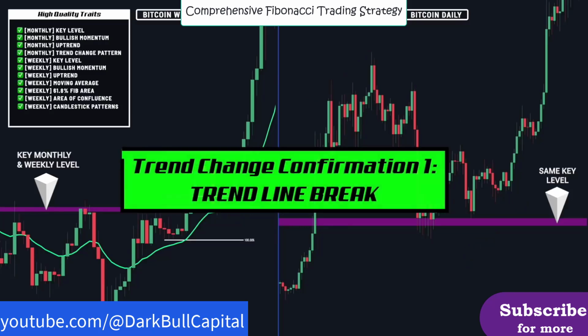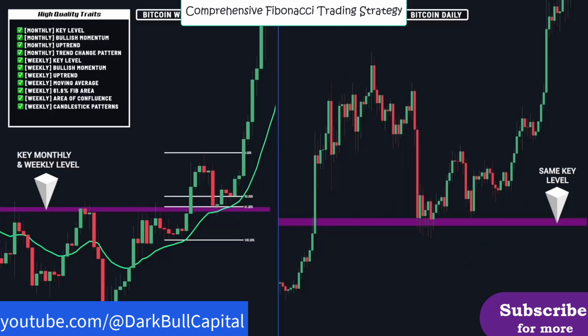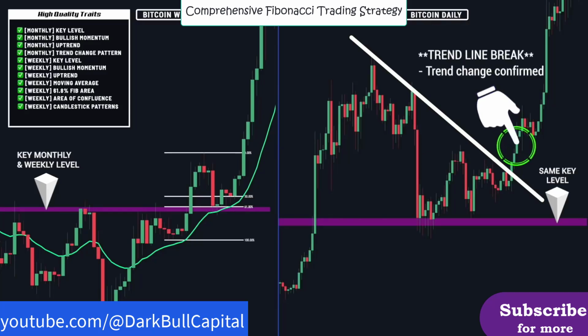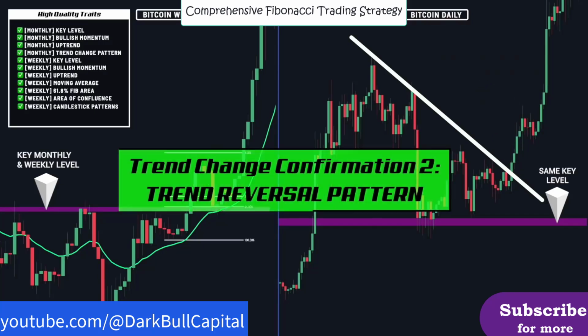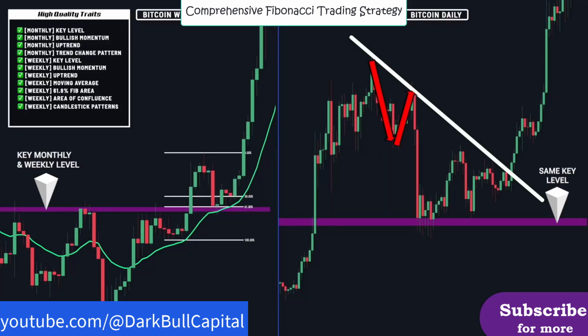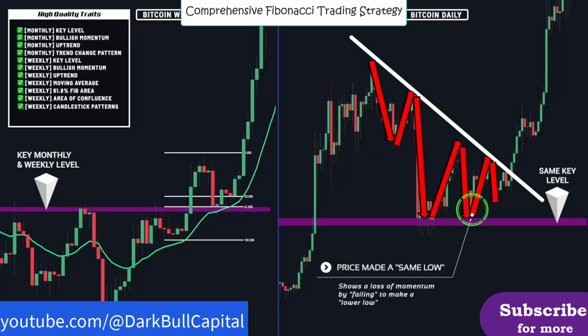The first is the trendline break. On the daily time frame, we can easily place a trend line onto the immediate trend like this, and then once you had that trendline break, this was your first trend change confirmation. Now, secondly, you also had a higher high, which is another trend change pattern. Run, pull back, run, pull back, run. But notice how this run here failed to make a lower low, but instead made a same low, or a double bottom, which shows a loss of momentum.